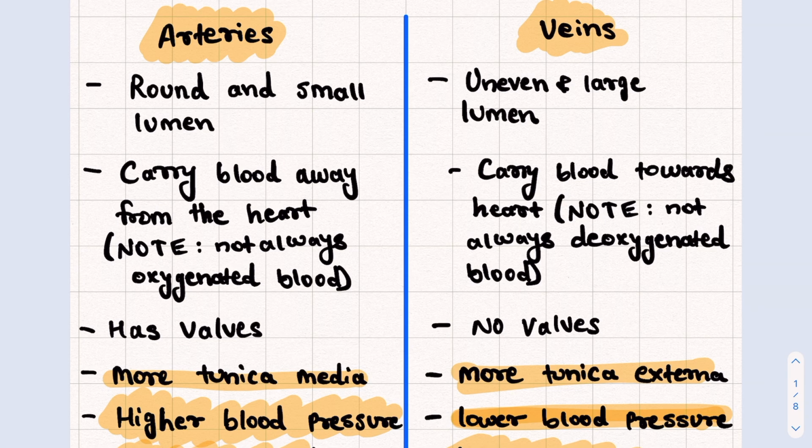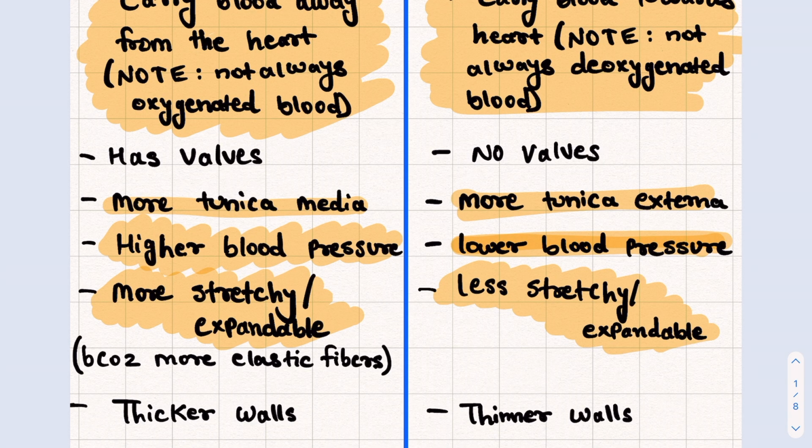In the case of veins, the majority of the veins carry deoxygenated blood, but the pulmonary vein is one of those veins, or I think the only vein, which carries oxygenated blood from the lungs towards the heart. The main thing you need to remember is that arteries carry blood away from the heart, while veins carry blood towards the heart. Okay, so there are two more differences remaining.